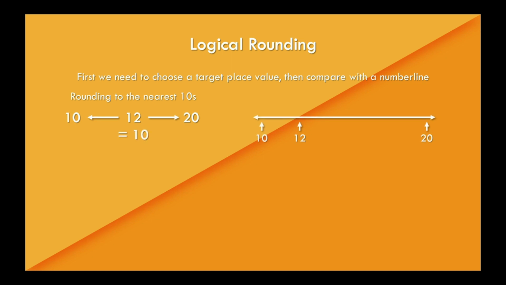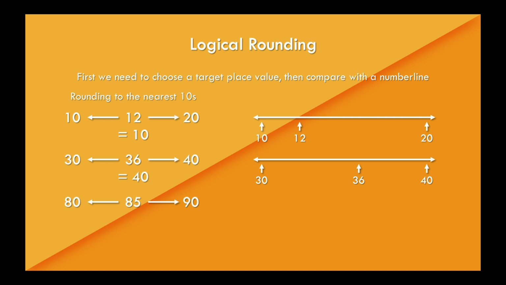Let's do another example. With 36, we know that the nearest tens for 36 are 30 and 40. We can tell that 36 is closer to 40 through simple logic. What about rounding a number like 85 to the nearest 10? The nearest tens are 80 and 90. So where should you go?